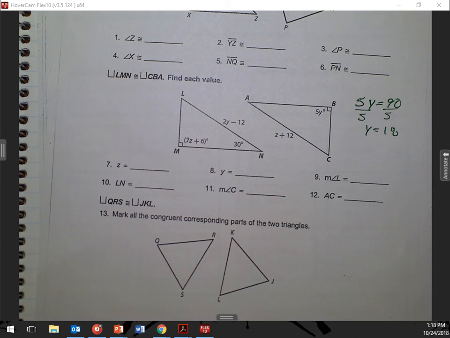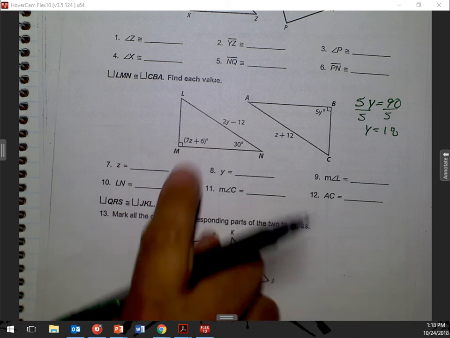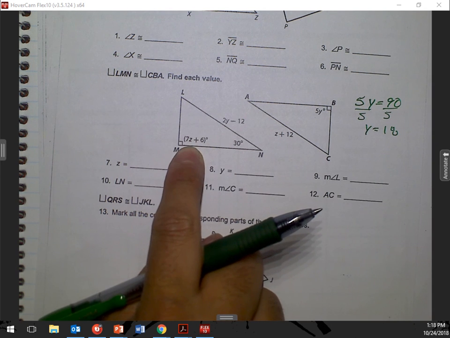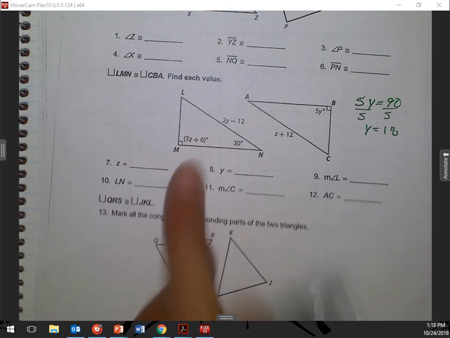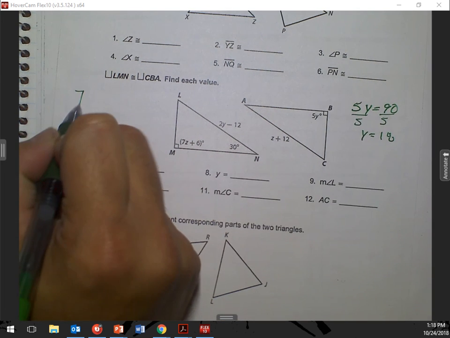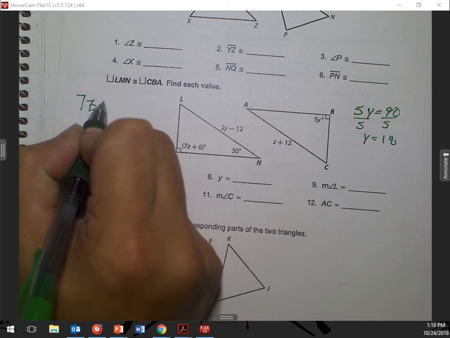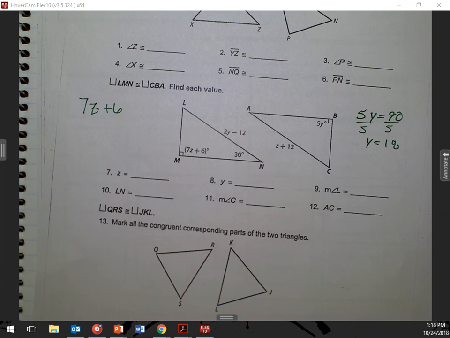So now I get a value for y, right? Can I do the same thing for z? Sure. And for z, I would say 7z plus 6 equals what? 90. Why does it equal 90? It's the right angle here, isn't it? I'll put it in later because I'm going to need it for this.